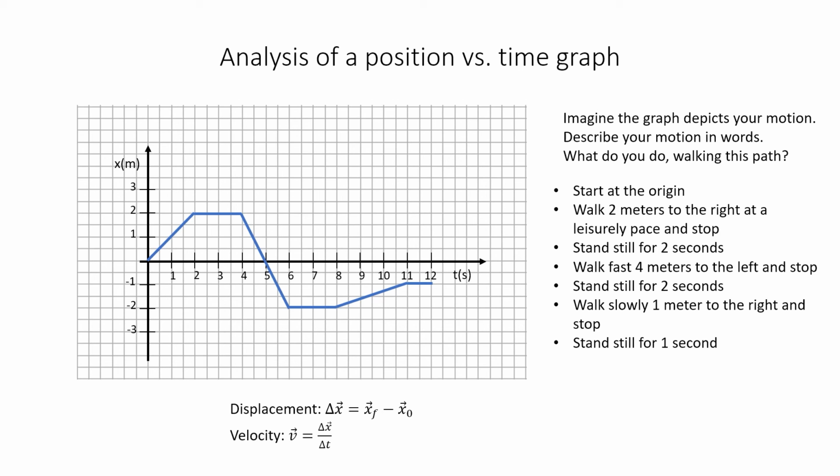Here's the way I said it. We started at the origin. If we take the positive x direction to be in the right, then we walked 2 meters to the right at a leisurely pace and stopped. We stood still there for 2 seconds. Then we walked fast to the left for 4 meters and stopped and stood still there for 2 seconds. Notice we went through the origin when we did that. Then we walked slowly 1 meter to the right and stopped and stood still for a second.